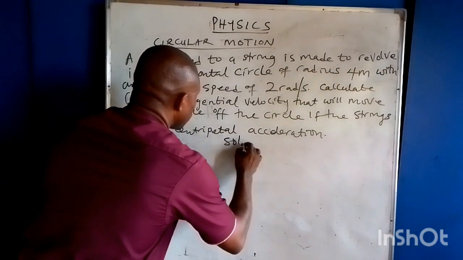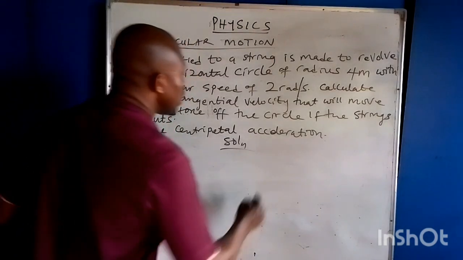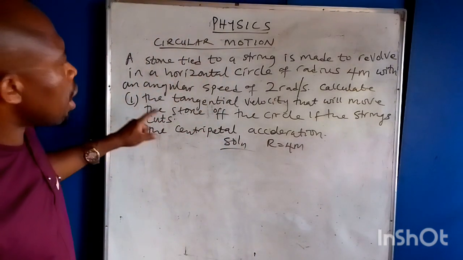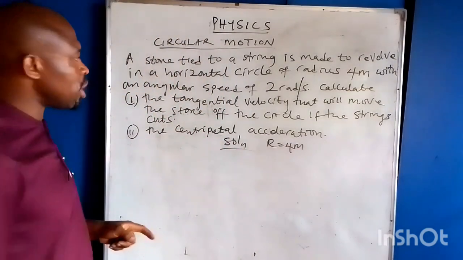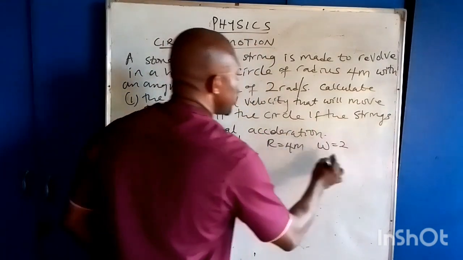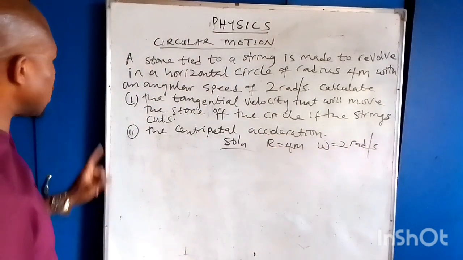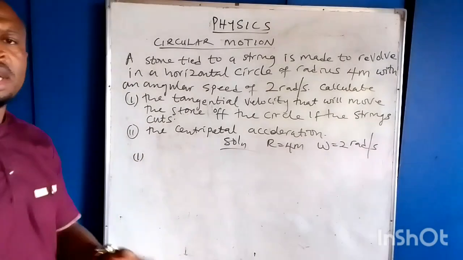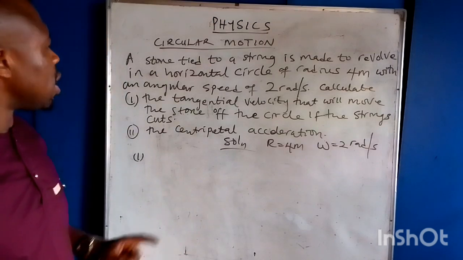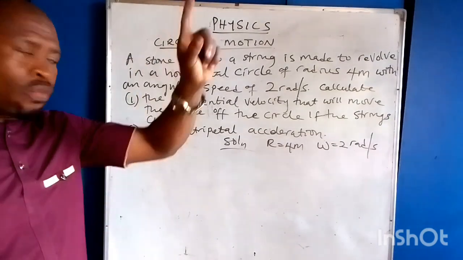Solution. Now the first thing given to us here is the radius. R is given to be 4 meters, with an angular speed of 2 radians per second. Now the angular speed omega is 2 rad per second. Now the first thing we are calculating there is the tangential speed or the tangential velocity that will move the stone off.